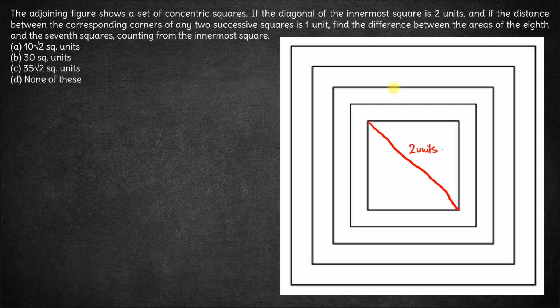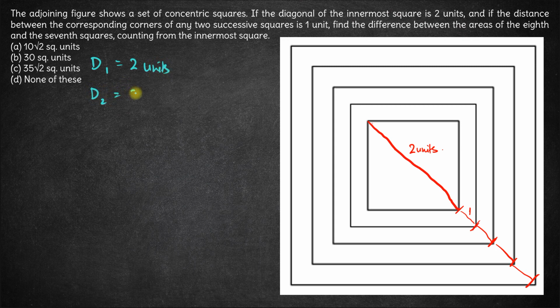And the distance between corresponding corners of any two successive squares is 1 unit. So this is 1 unit. This is also 1 unit. This is 1 unit. This is 1 unit and so on. Now we need to figure out the difference between areas of the 8th and the 7th squares counting from the innermost square. Okay. Now the diagonal of the first square is 2 units.